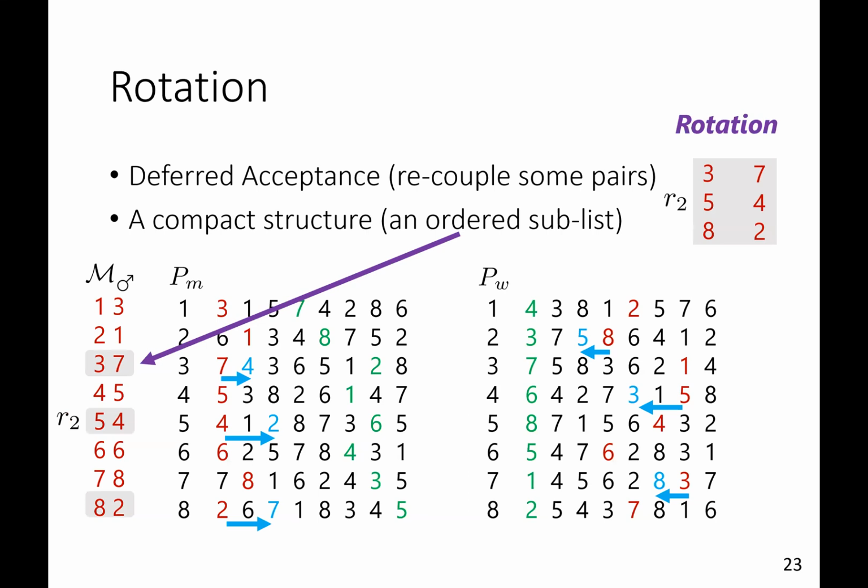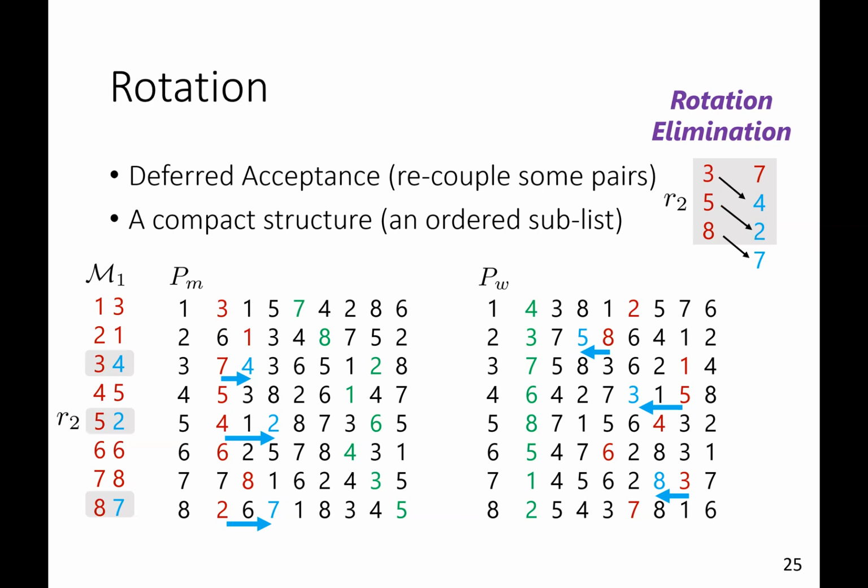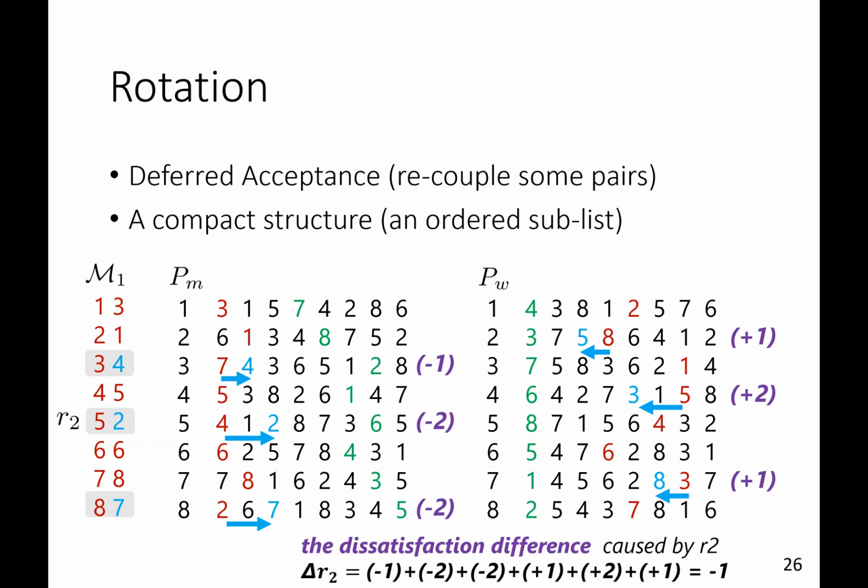Rotation is a compact structure of this recoupling process. A rotation is an ordered sublist of pairs. How to recouple pairs with the rotation structure? Each male is reassigned with the female in the next pair. This process is also called rotation elimination. We can also calculate the dissatisfaction difference caused by eliminating a rotation.